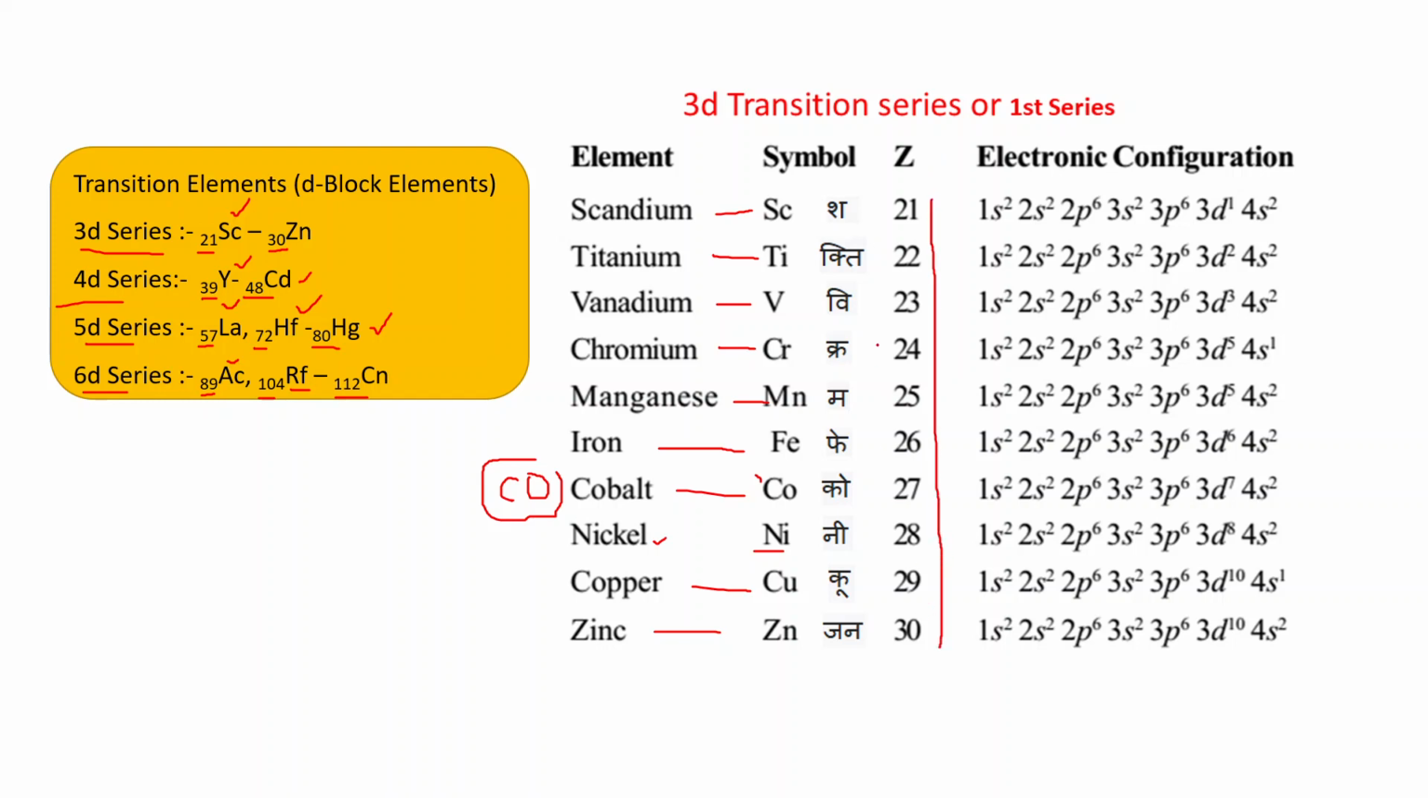Now how can we remember these elements? This is Shakti, Vikram, Fekoni, Kujan. Shakti, Sc Ti. Vikram, V vanadium, Cr chromium, Mn manganese. Fekoni, Fe iron, Co cobalt, Ni nickel. Kujan, Cu copper, Zn zinc. And the electronic configurations we already discussed.